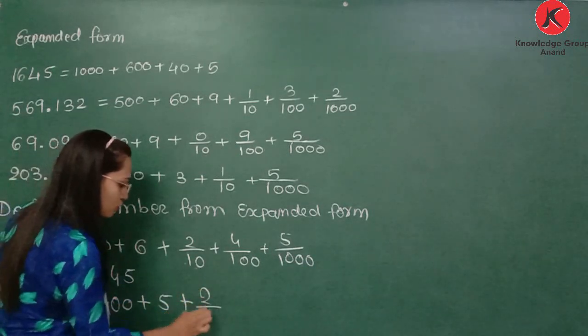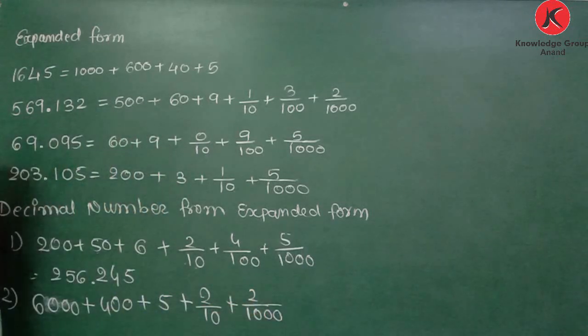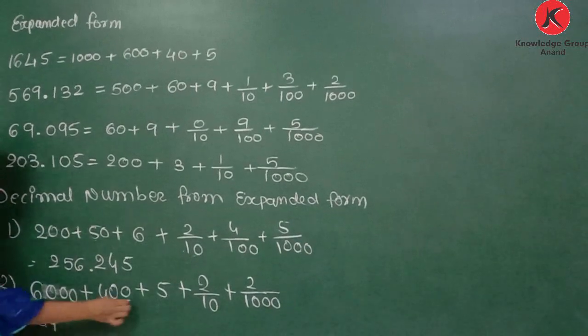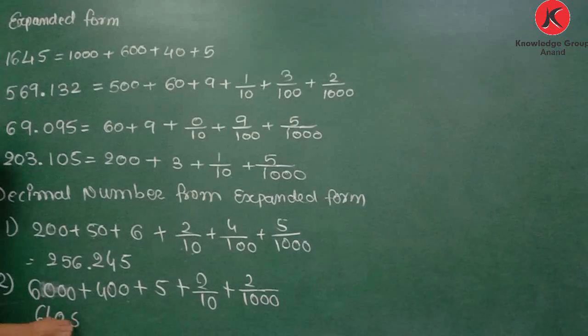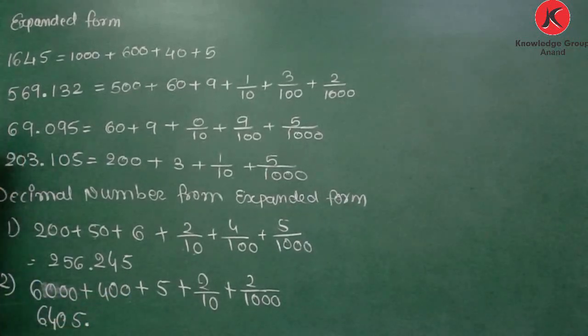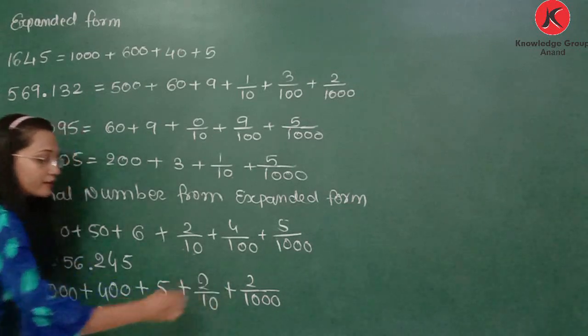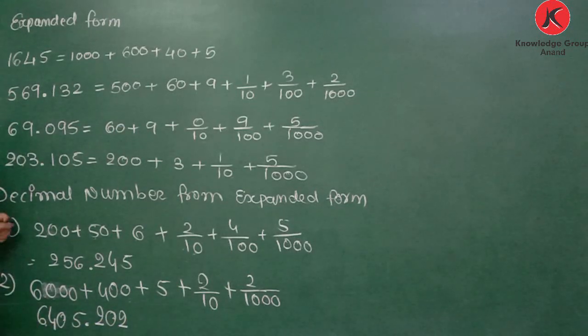6000 plus 400 plus 5, plus 2 by 10, plus 2 by 1000. Okay. Now how can we write the digits for this? So it is 6400. Now you can see the tens part is not given, so we write 0, 5. Now after that point 2. Now here you can see the 10th part is given but the 100th part is not given. So that will be 0. And so this way you can write the decimal number from the expanded form.